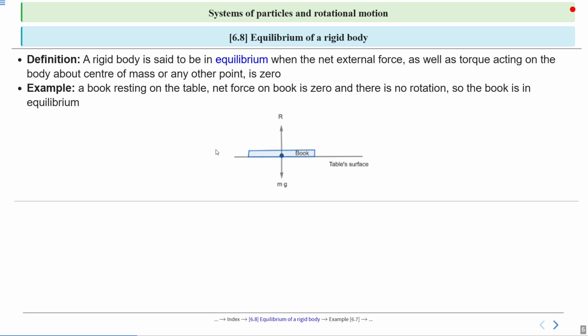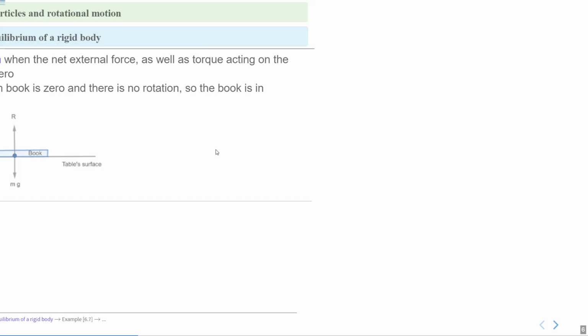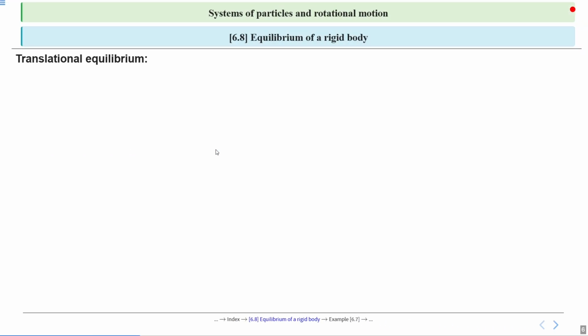So a body is said to be in equilibrium when there is no linear acceleration and no angular acceleration. There are two types of equilibrium. First, translational equilibrium. Second, rotational equilibrium. So first we will discuss translational equilibrium.